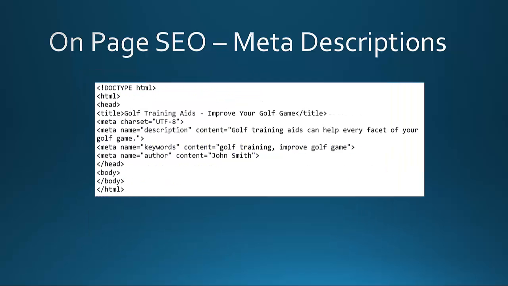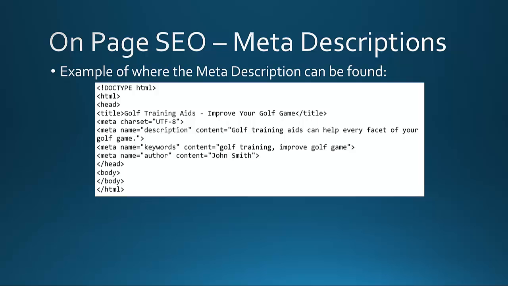If you're using Composer, this is an example of where the meta description can be found. You'll notice here there's the title tag, and then right down there's the meta name equals description. This is where you could put in golf training aids can help every facet of your golf game. And then you've also got the meta keyword where you could type in a couple of keywords. The meta keyword is really not essential at all like it used to be. Just don't stuff keywords. I usually just put in one or two keywords like you see here related to the phrase I'm going for.